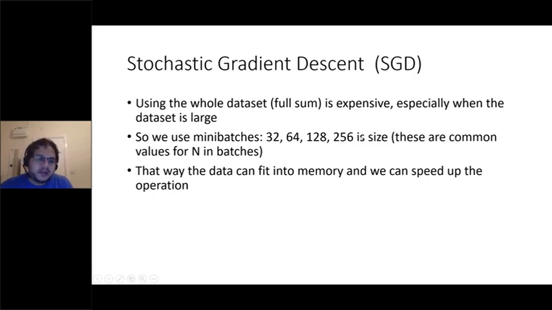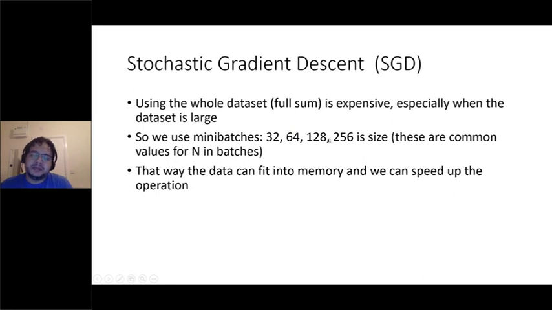I should have mentioned it here. They are selected randomly, so sampled randomly. For example, 256 out of the big data set, and we take them randomly, and we compute the gradient using backpropagation, and we update things. Because it's randomly sampled, we call this stochastic gradient descent. Stochastic because there is randomness there. So that way, the data will fit in memory, and we can speed up the operation.